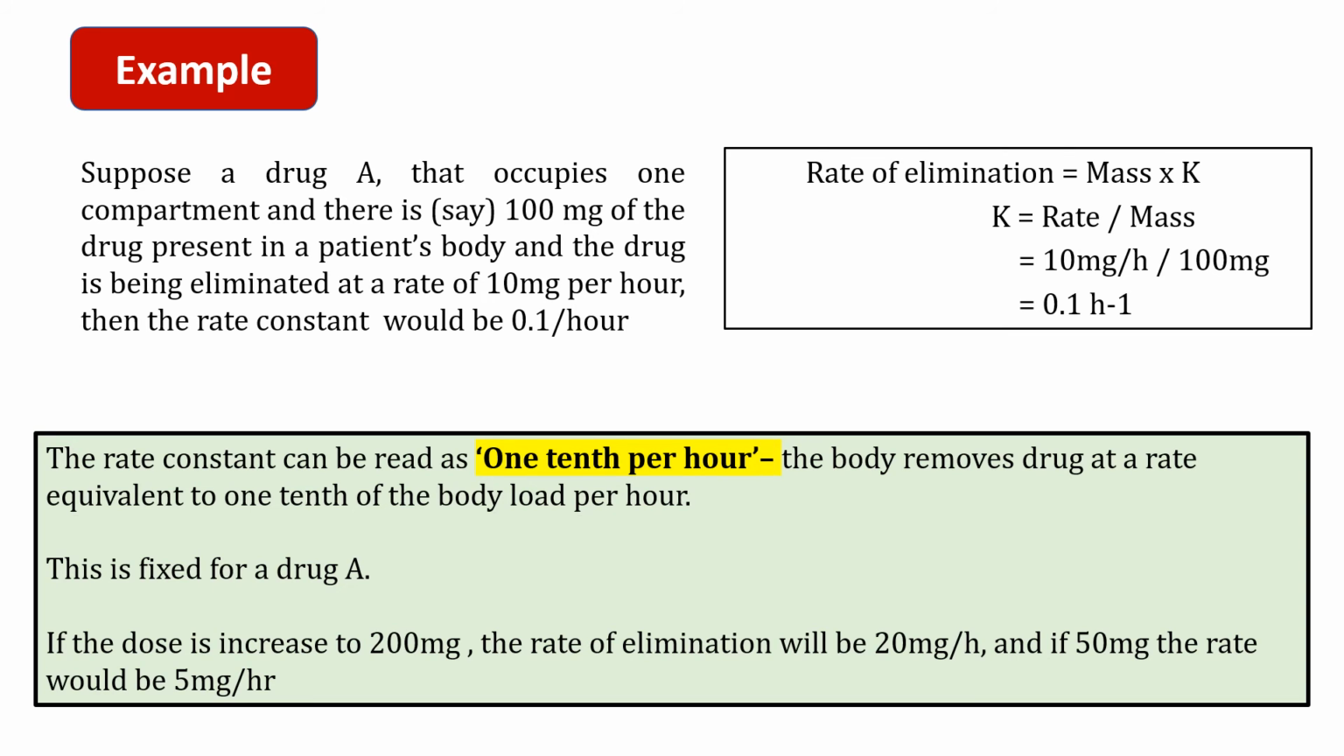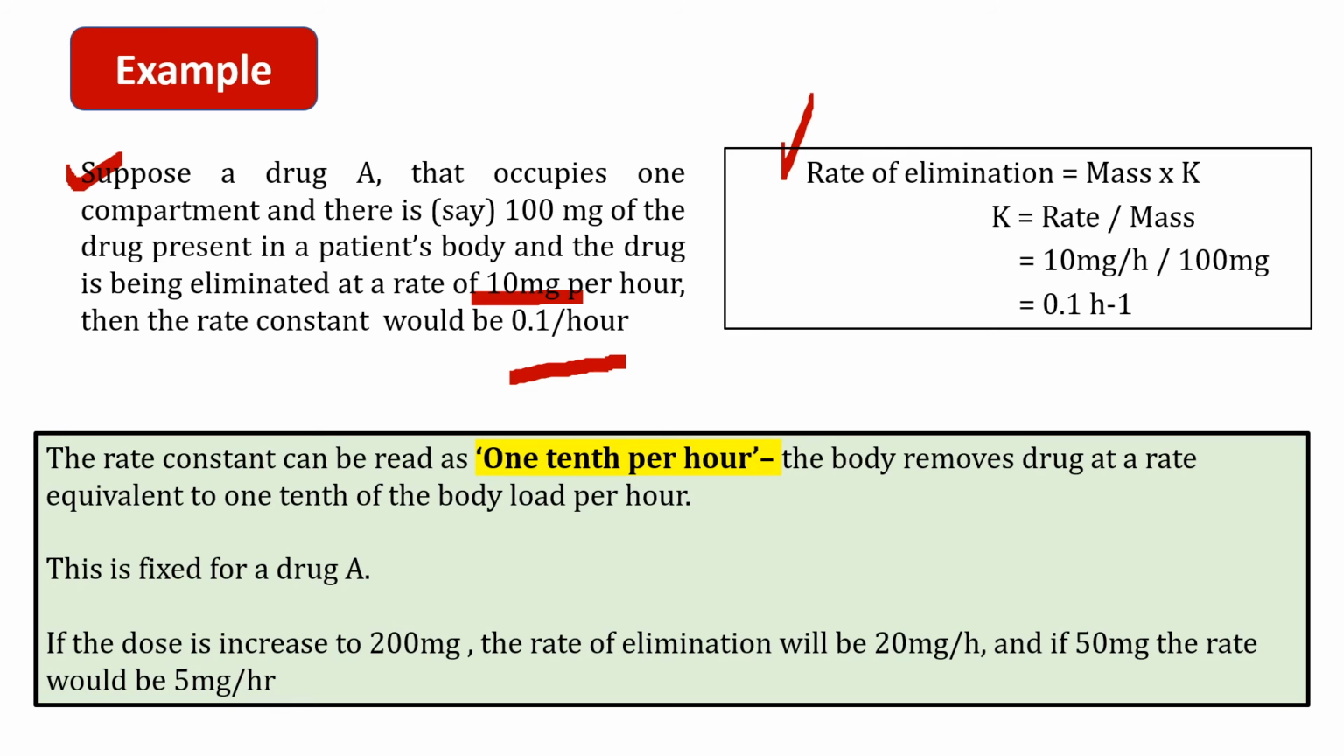So let's take an example. A drug A that occupies one compartment, and there is 100 milligrams of the drug present in the patient's body, and the drug is being eliminated at a rate of 10 milligrams per hour. And the rate constant will be 0.1 per hour. So this 10 milligrams is the rate of elimination.